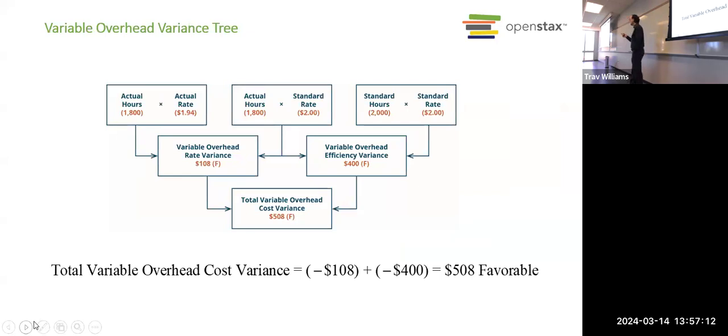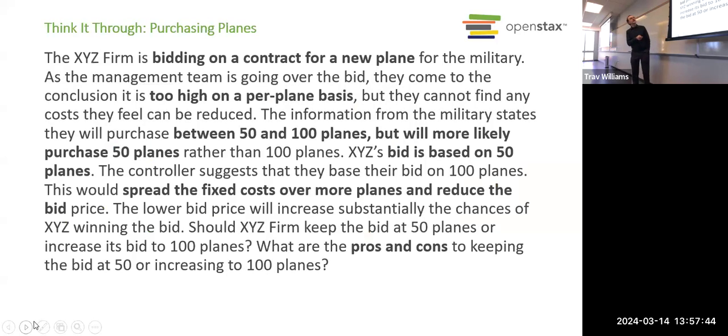So just like we saw with materials and labor, you can put it all in a tree like this. We've got this box minus this box is our rate variance. Middle box versus the right box, that's our efficiency variance. Add those together, we get our total variance. Okay? Any questions?